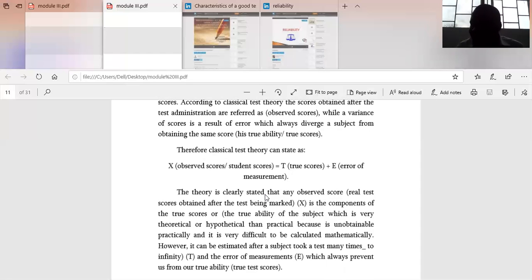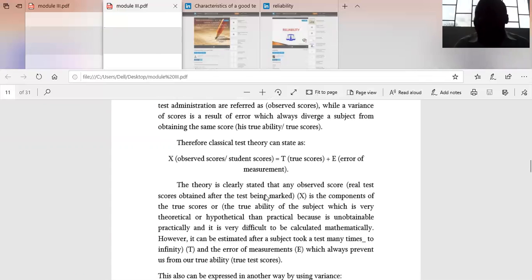To get the concept of variance, you take a second score. After the first administration and marking, you give the same test to the student again. When you mark it again, that's the result of the second administration, which we call the true score. And then you find the differences. How do you get the difference, which is error? You take the result of X minus the result of T. You get the summation of E.